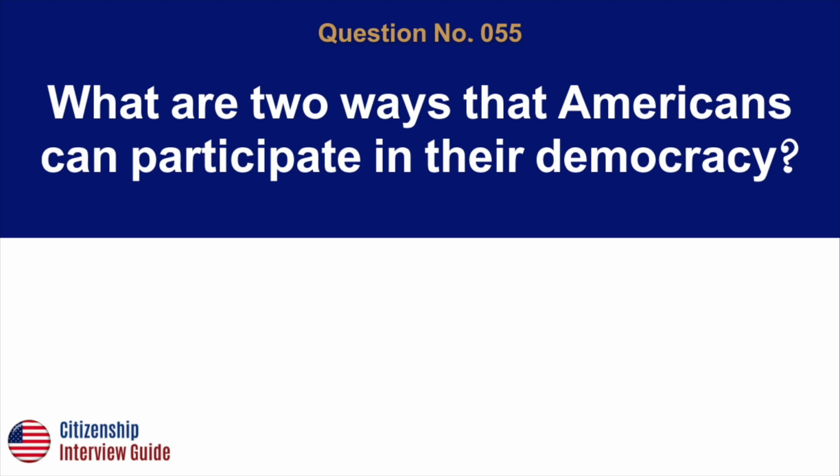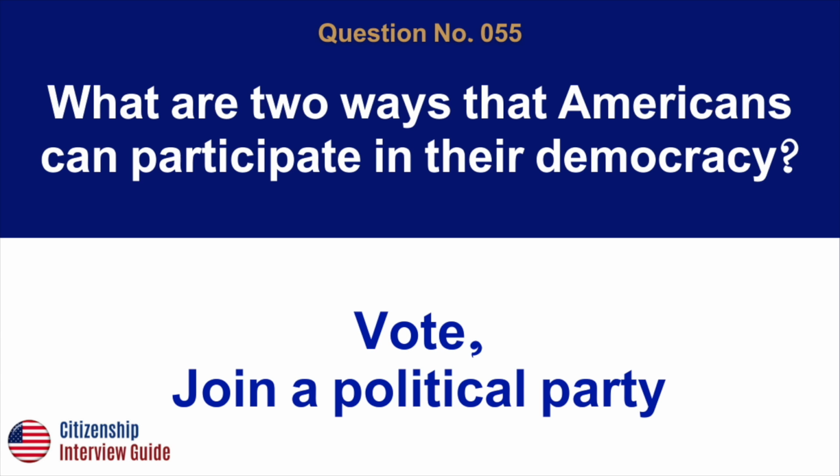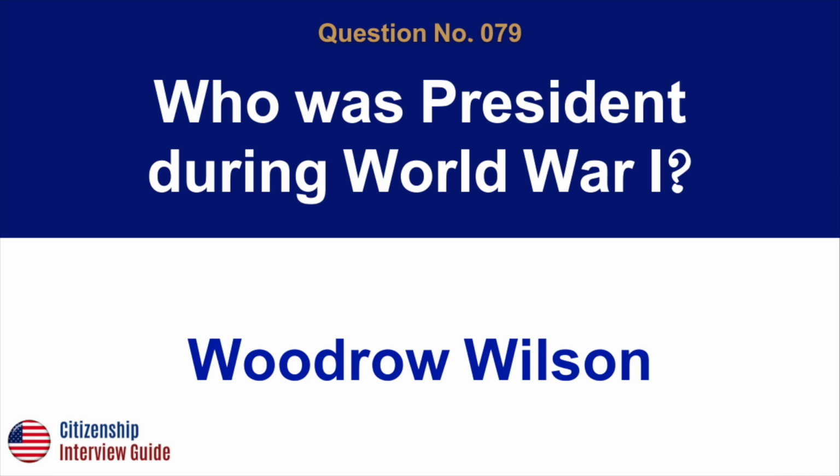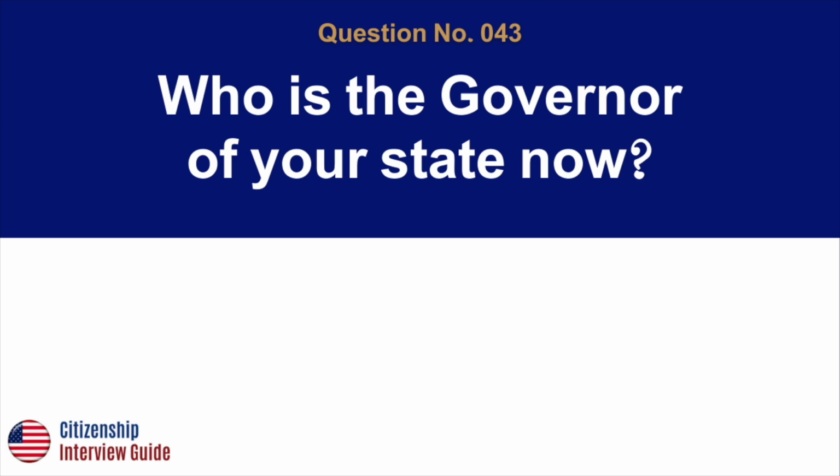What are two ways that Americans can participate in their democracy? Vote. Join a political party. Who was president during World War I? Woodrow Wilson. Who is the governor of your state now?